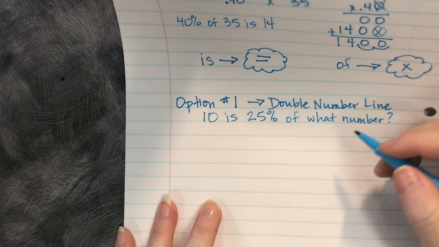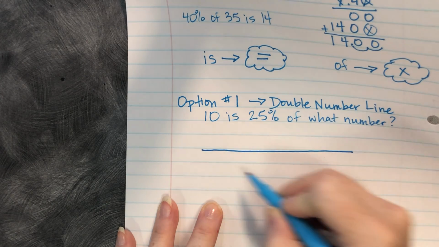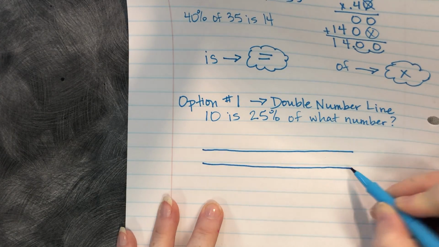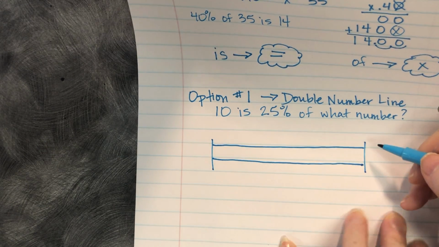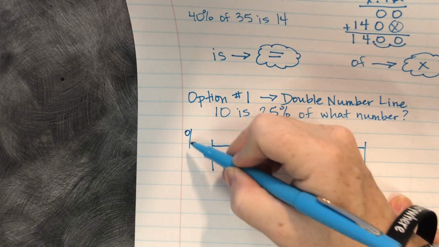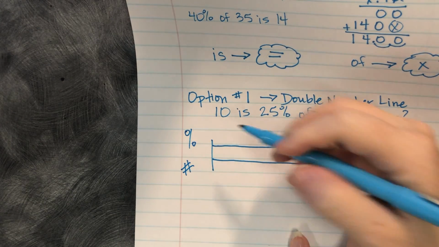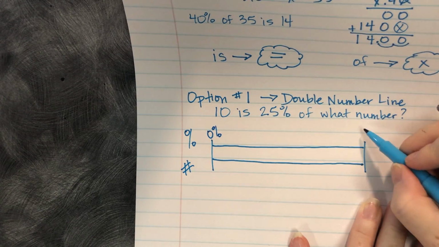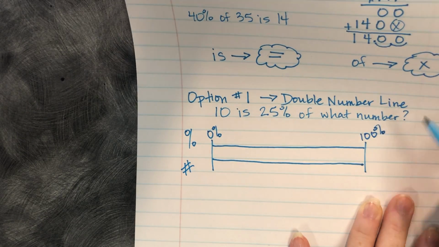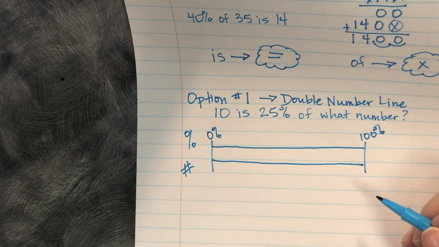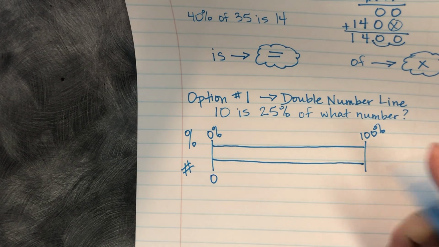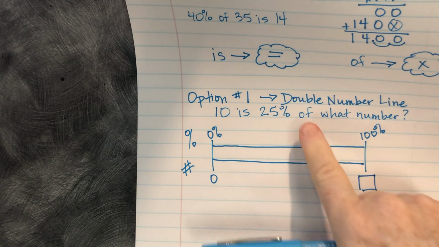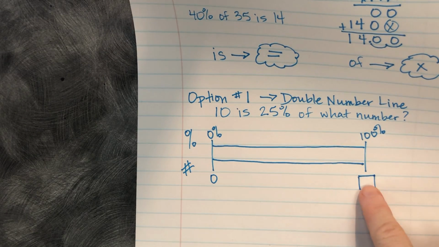So what we're going to do is we're going to create a double number line here. Just like we did before, we're going to put our lines there. And once again, just like we did before, let's put our percents on the top, numbers on the bottom. So we're going to start off with 0% and 100%. Last time when we were doing percent of a number, we would start with 0 here and we knew what to put here. In this case, this is actually what we're trying to find. Of what number? I'm trying to find the total number that we're talking about. So that's going to be our answer.